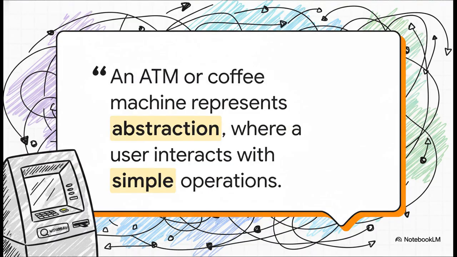Think about an ATM, right? You walk up and interact with this really simple interface. Buttons for withdraw cash or check balance. You have no idea what's going on behind the screen, all the complex database stuff and secure network connections. That is a perfect example of abstraction in the real world.